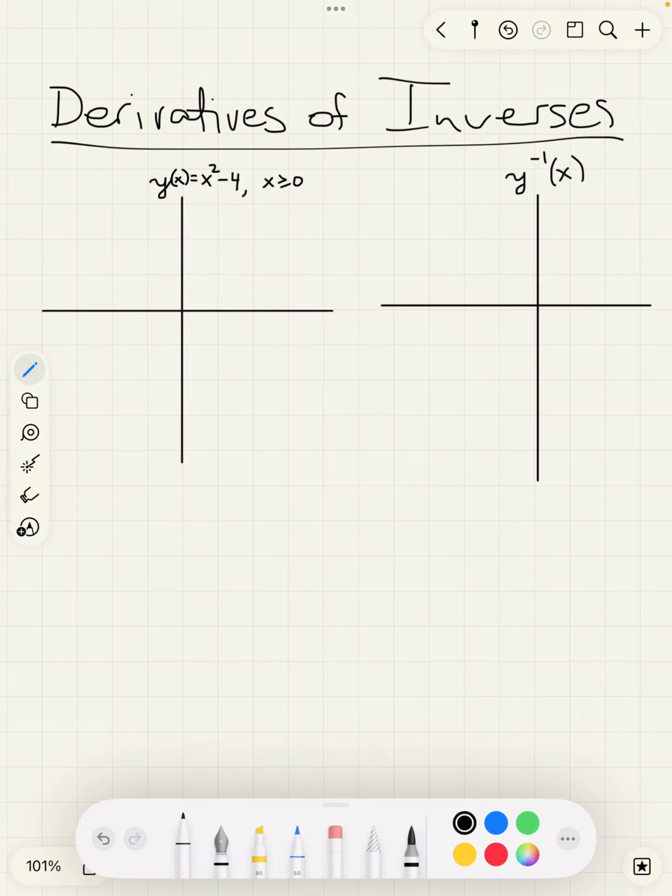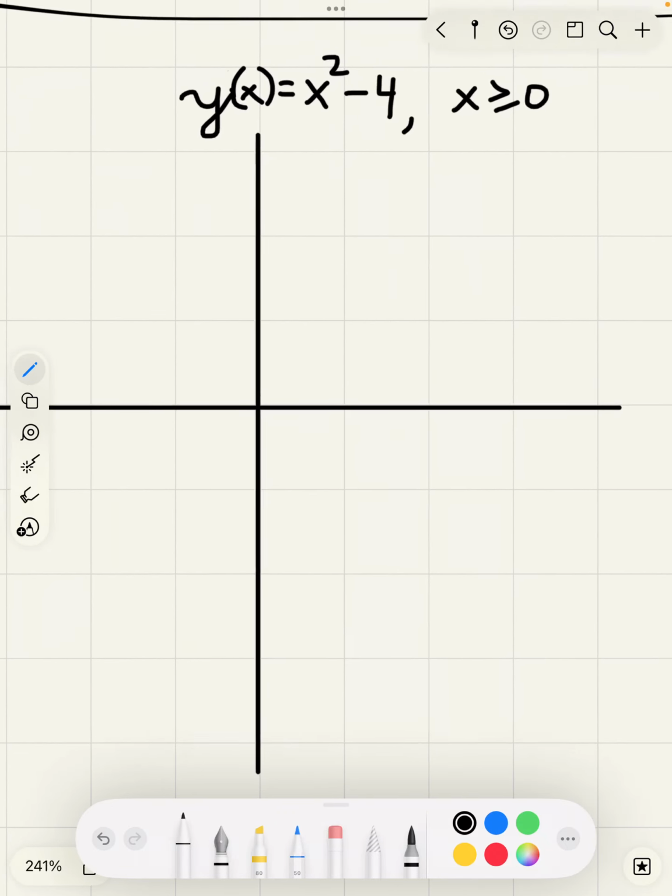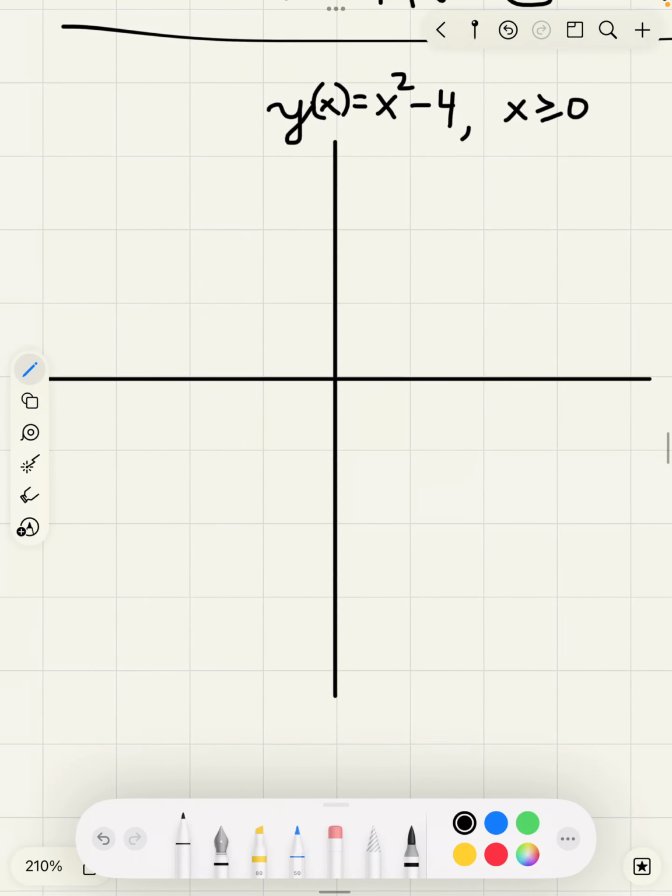So let's say that I want to graph the function y equals x squared minus 4, with a domain restriction that x is greater than or equal to 0. To start off, I'm going to look at when x is equal to 0. So if I substitute 0 for x, I get negative 4, which puts me down here.